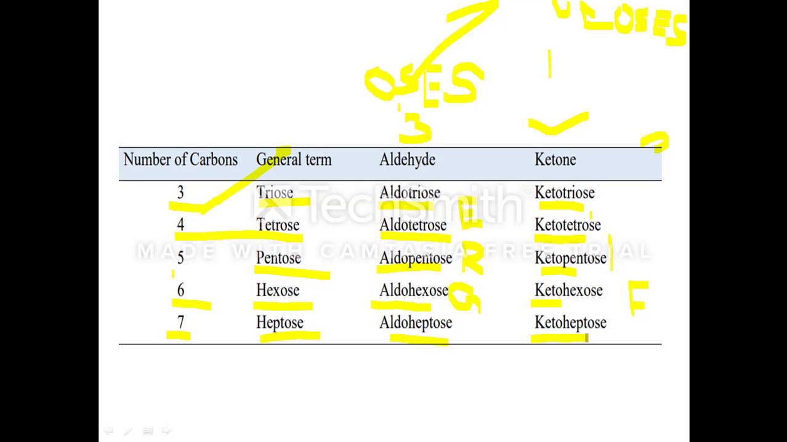So this tells you the classification of the monosaccharide in detail, like aldoses and ketoses based on the aldehyde or the ketone group. Apart from that, monosaccharides can be classified further based on the number of carbon atoms in the carbon skeleton.